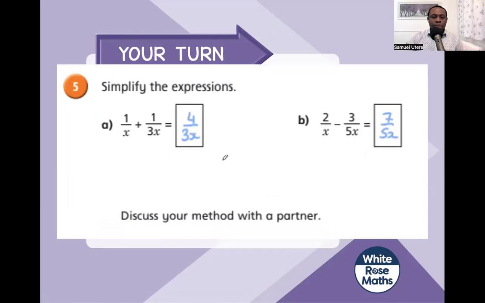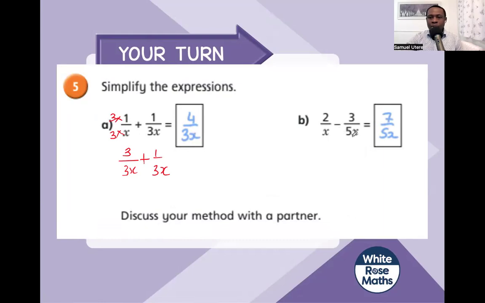Here, to do this, you have to make the denominators equivalent. How? You multiply this by 3. Okay, that makes it 3x, and you have to do it to that side as well. So this becomes 3 over 3x plus 1 over 3x. The denominators are equivalent, so you simply add the numerators. 3 plus 1 is 4 over 3x.